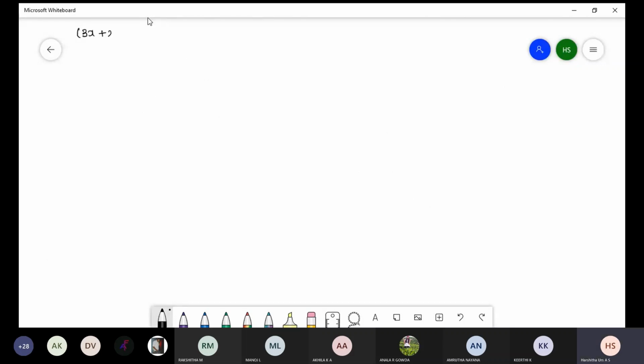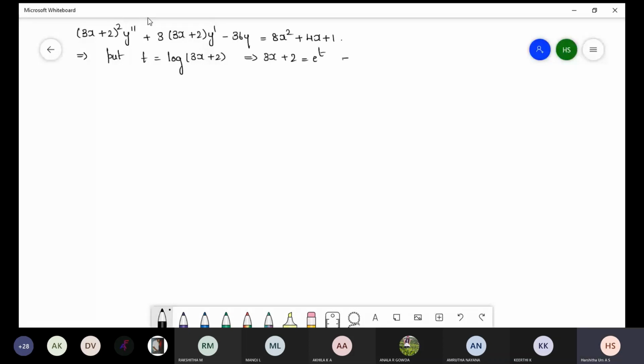So (3x+2)² y'' + 3(3x+2) y' − 36y = 8x² + 4x + 1. Here it is a little bit different. So what we have to do is put t = log(3x+2). So 3x+2 = e^t, and in terms of t we can write x = (e^t − 2)/3.